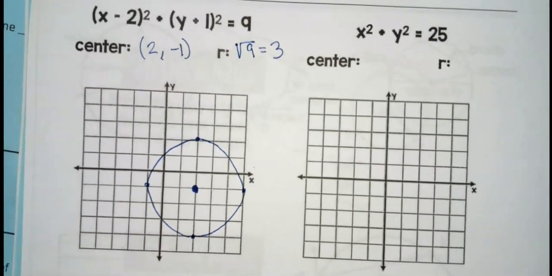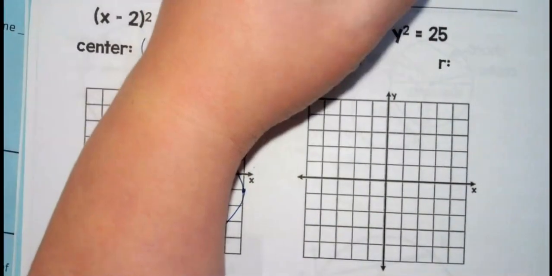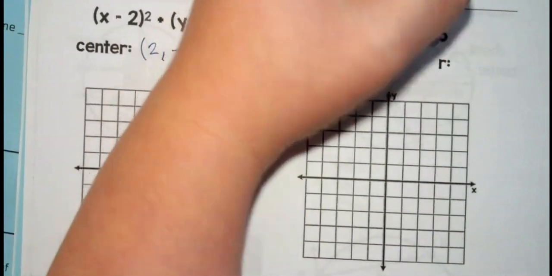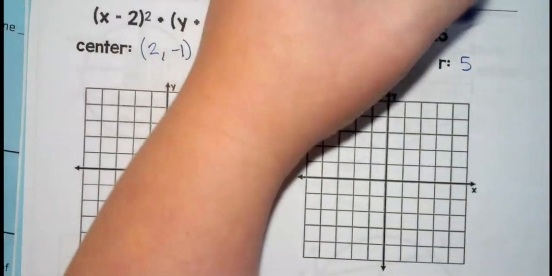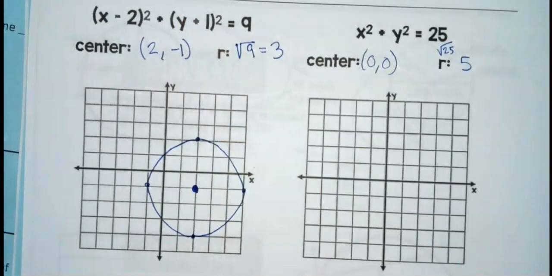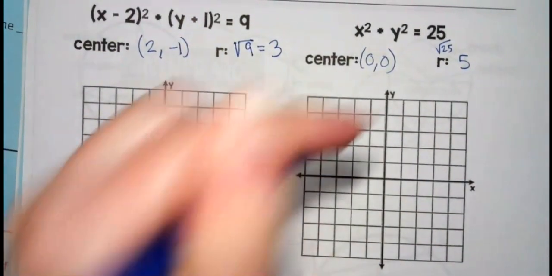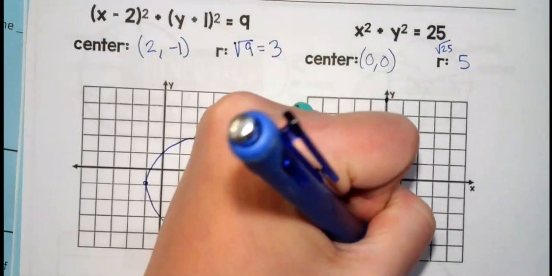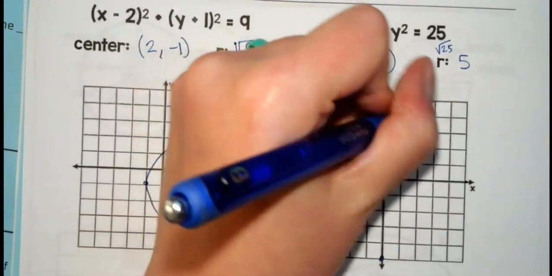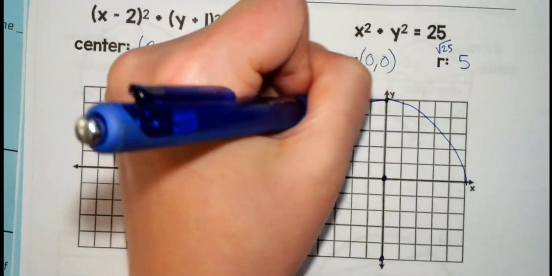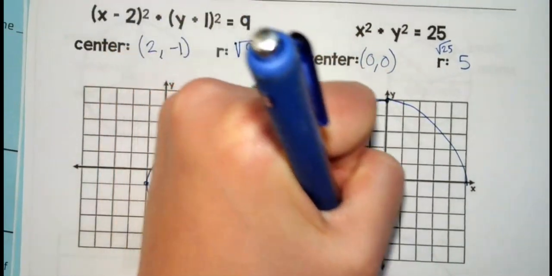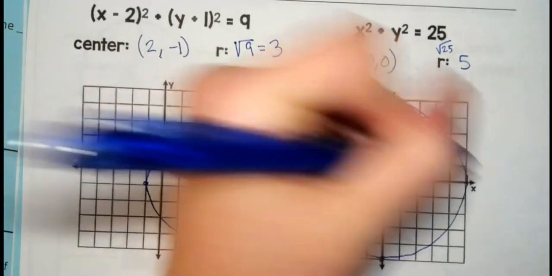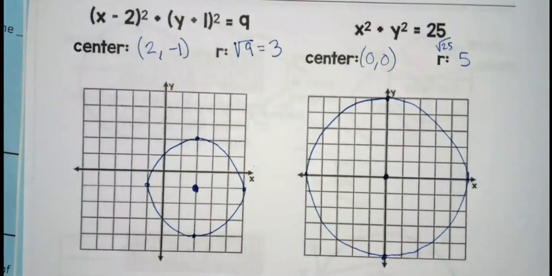Okay, let's look at this next one. The center, anytime there's no parentheses and nothing written next to it, it's just going to be 0, 0. The radius is 5. Why is that? Because the square root of 25 is 5. So it's 0, 0, and then that radius is 5 units away from all of them. There's my circle.